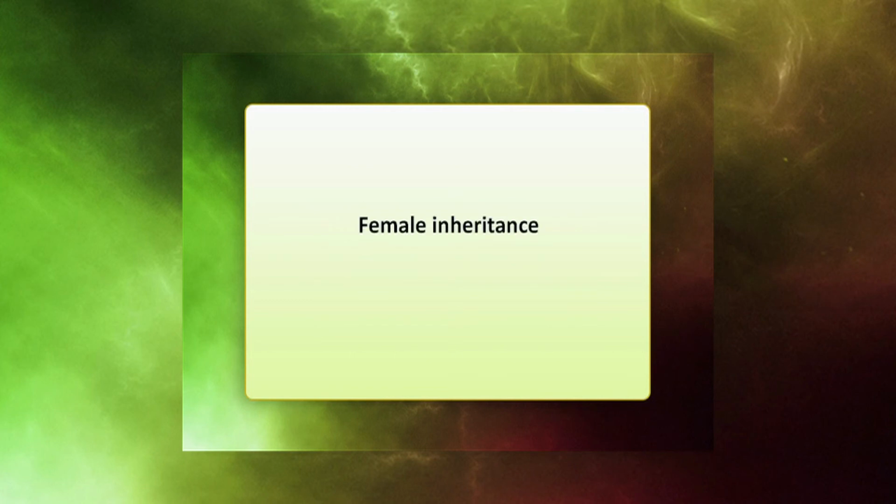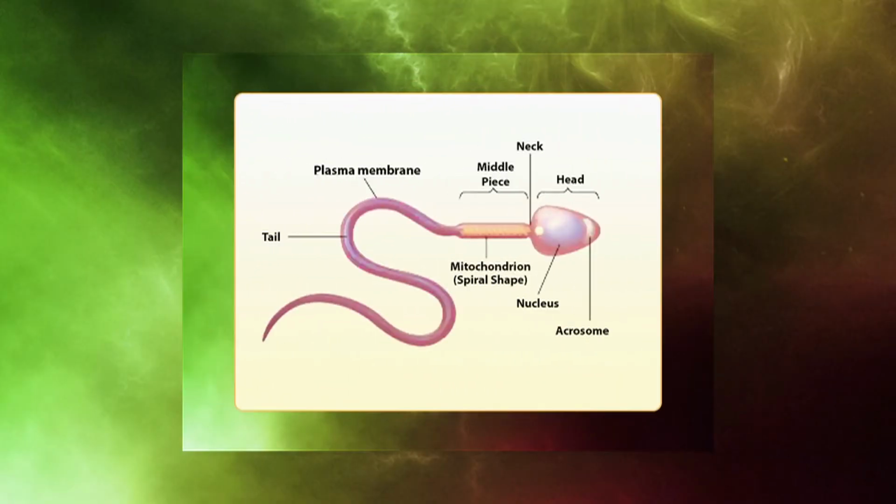The first one is female inheritance. In sexual reproduction, mitochondria are normally inherited exclusively from the mother. The mitochondria in mammalian sperm are usually destroyed by the egg cell after fertilization. Also, most mitochondria are present at the base of the sperm's tail. Sometimes the tail is lost during fertilization.